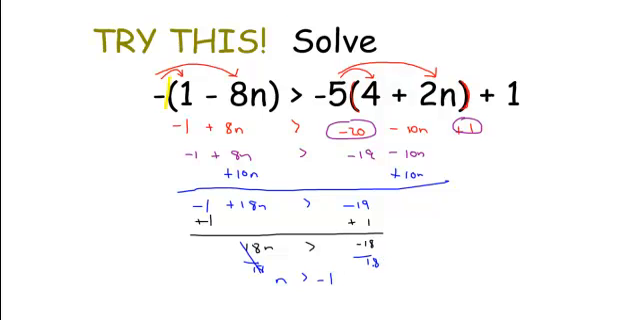N is greater than negative 1. That's my answer. If I were to graph it, it would be an open dot, because it's non-inclusive. It doesn't have an equal sign. I would have negative 1 as the boundary line, and I want all things greater. So third time out of 3, it goes to the right.